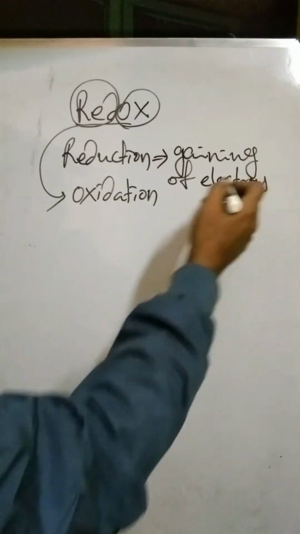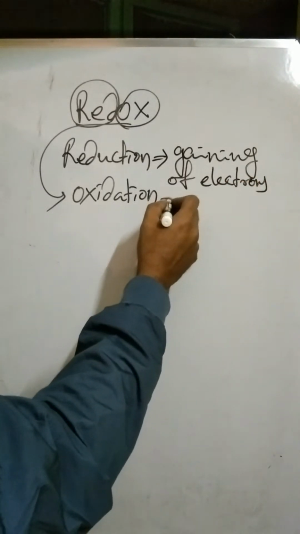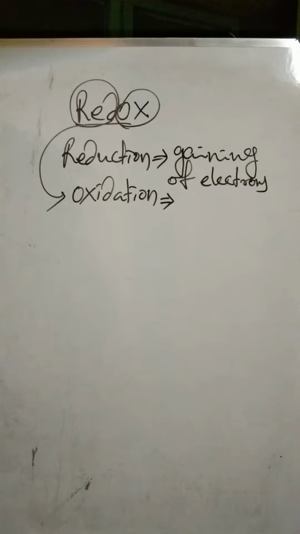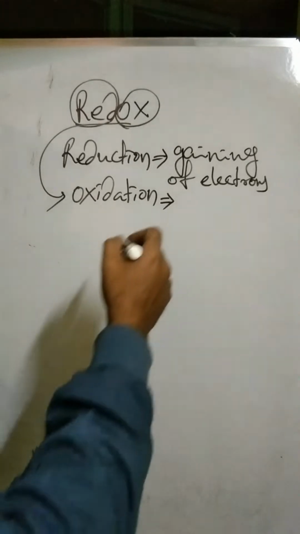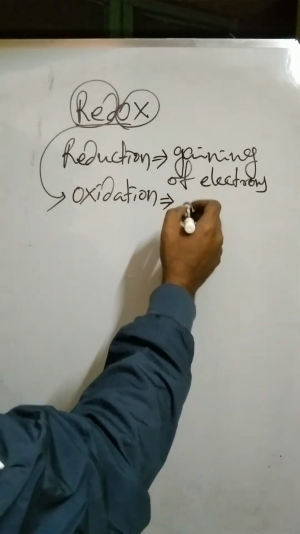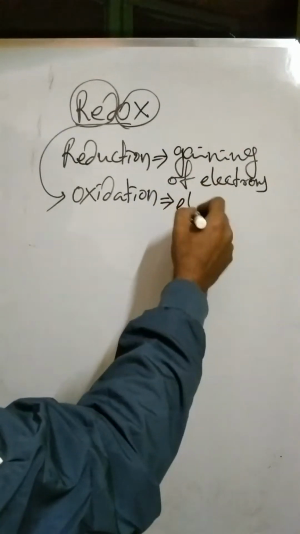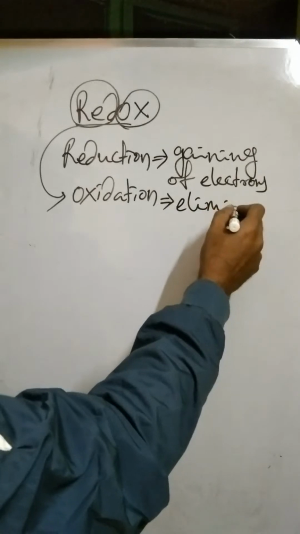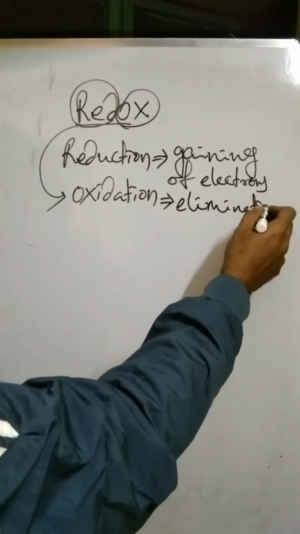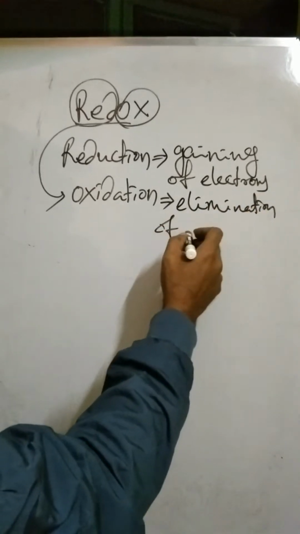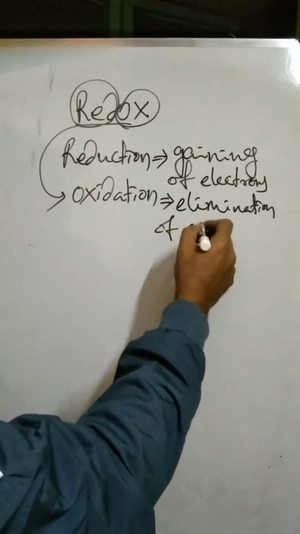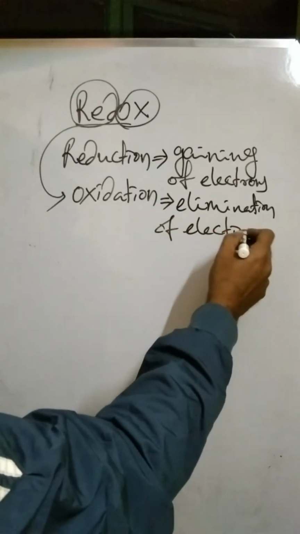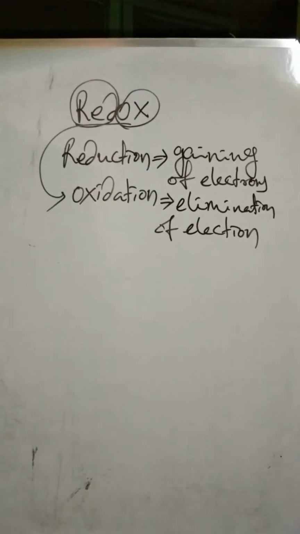So if someone gains electrons, then its oxidation number, that means the charge associated with it, will be reduced. And oxidation is elimination of electrons. So reduction is gaining of electrons and elimination of electrons is called oxidation. So when there is a reduction, there must be an oxidation also.